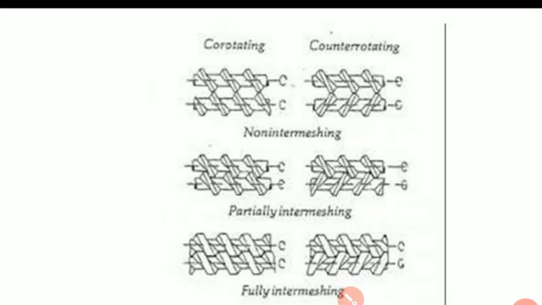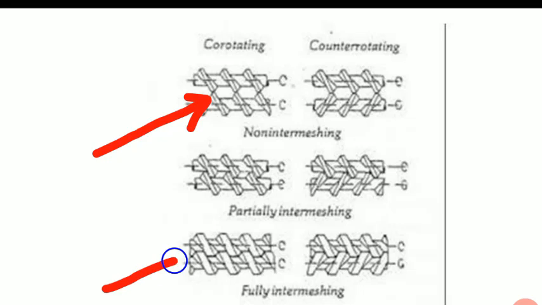The twin screw extruders can be classified as follows: non-intermeshing. You see, here the flights of the screws just touch each other, but here both the rolls are intermeshing. So, this is non-intermeshing and this is fully intermeshing.